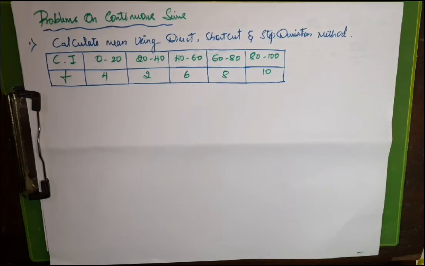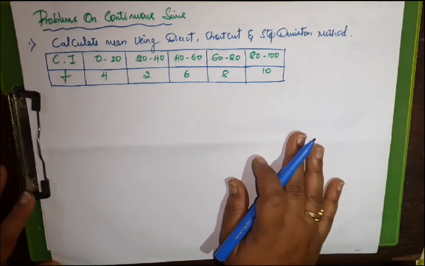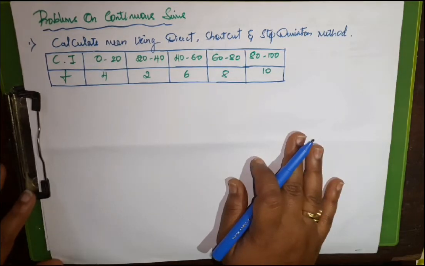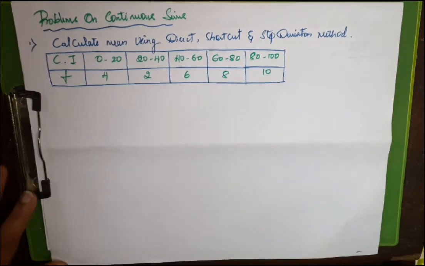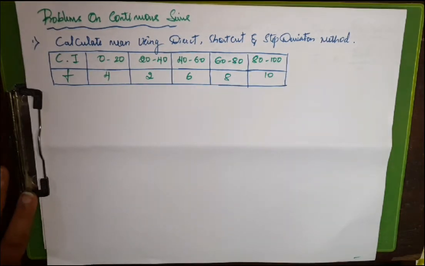So how to calculate the mean in a continuous series? The formula remains the same, but the way of calculating will differ. Okay, there is a slight change regarding it. I am going to work out the sum so that you will understand it better.